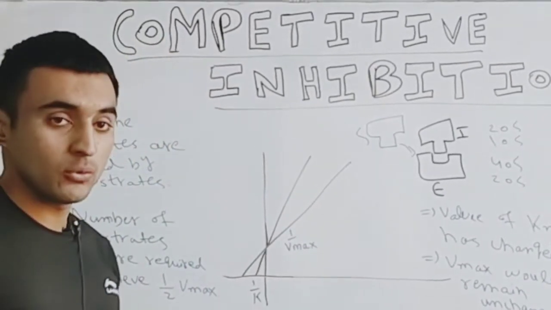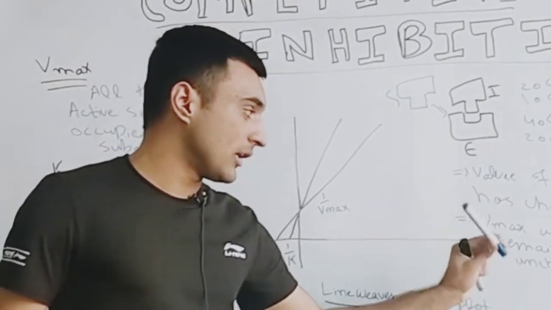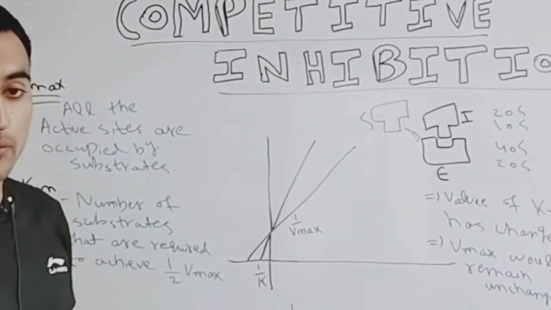So I have explained to you regarding the Km value and the Vmax in this competitive inhibition, and I hope you have understood it well.